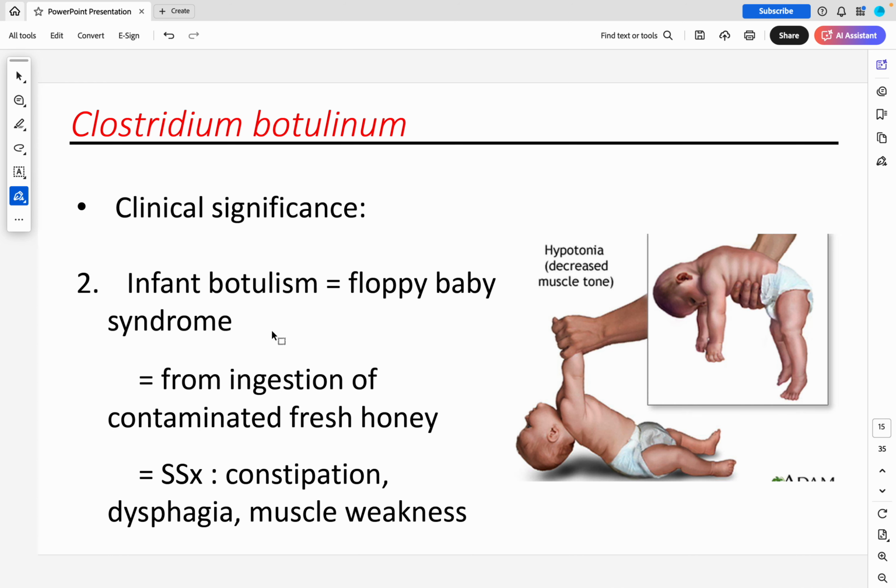Also, there is infant botulism, associated with the term floppy baby syndrome, which could be the result of ingesting contaminated honey. Some of the symptoms include constipation, dysphagia, and muscle weakness.